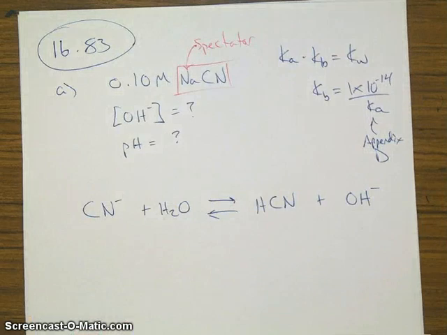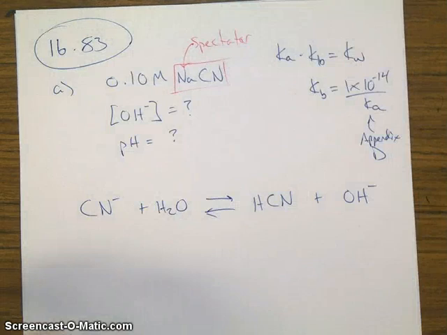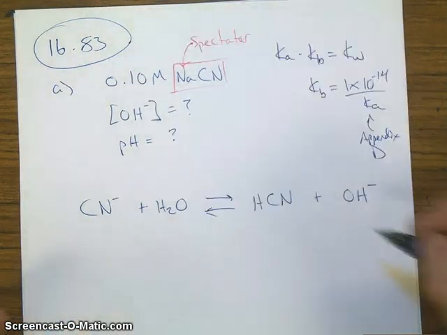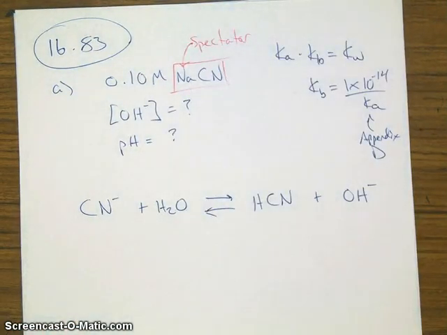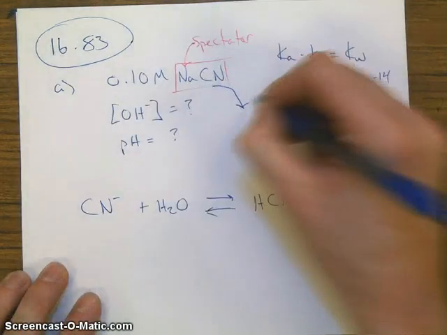Now, if you're wondering where this equation came from, how did Barron figure this out? Well, it goes back to how you know whether something is going to form a basic solution, or whether something is going to form acidic or neutral. This is actually really confusing in the book, but I have an easier way to figure it out for you.